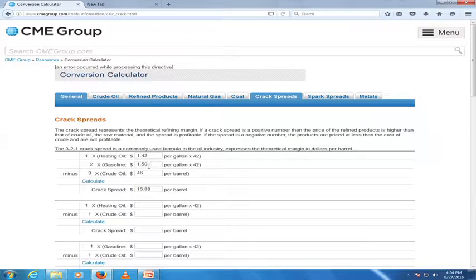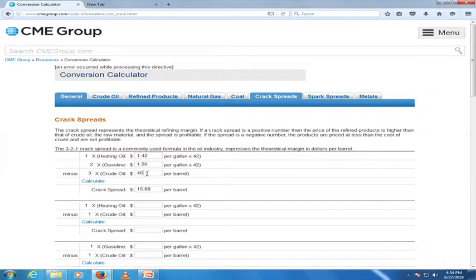So I have just given these details: $46 per barrel of crude oil, and $1.50 per gallon of gasoline, which is multiplied by 42 to give us 1 barrel of gasoline. Similarly, 42 gallons of heating oil. So all this I have given, and it is coming to 15.88 per barrel.